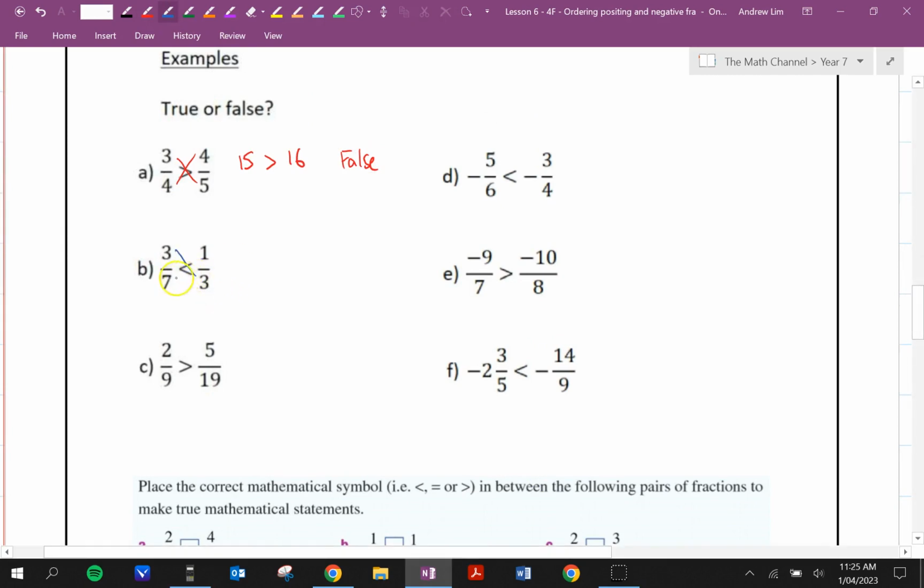Question B, cross multiply. 3 times 3 is 9. Write the symbol. 7 times 1 is 7. Is that true? No, that's false. 2 times 19, sorry, not 18, is 38. 9 times 5, put a symbol, sorry. 9 times 5 is 45. Is that true? No, that's false.